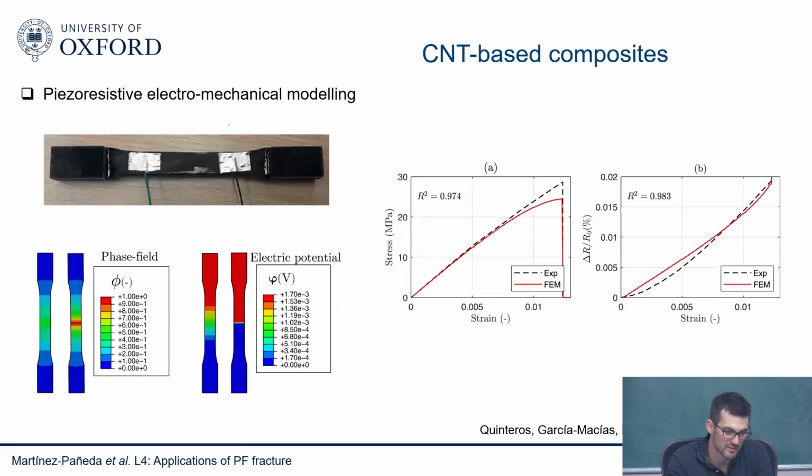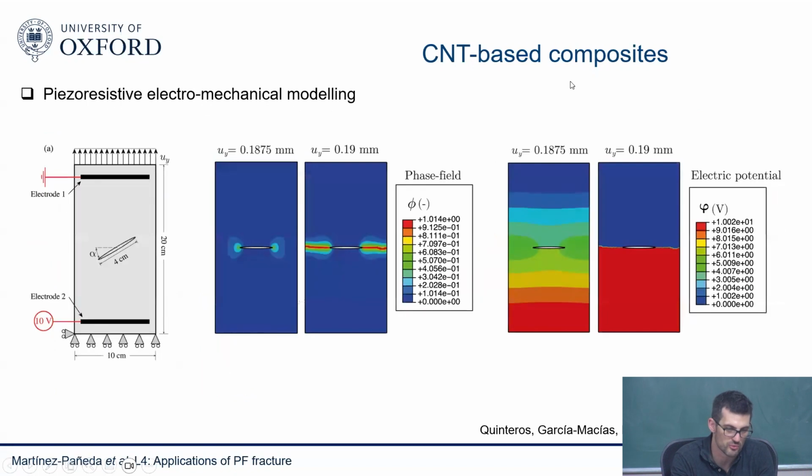And you can see some examples here. This is piezoresistive electromechanical modeling. So again, we're solving for an electric field in addition to the deformation and the phase field. I'm not going into a lot of detail about that now because I'm going to have a dedicated lecture on multiphysics phase field modeling. But the idea is you have a uniaxial tension test where you apply an electric potential. You see here, you have no crack. Eventually, when the crack completely grows throughout the sample, you have a sharp discontinuity in the electric potential. And you can see here the experiments, and this is the change in electroresistivity with the strain. So it seems to be in good agreement.